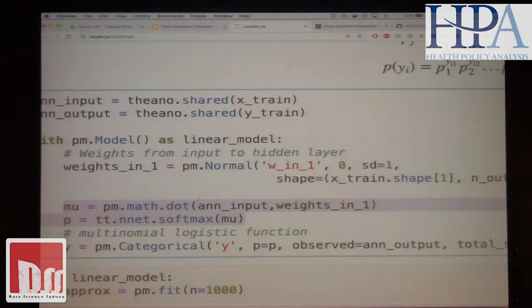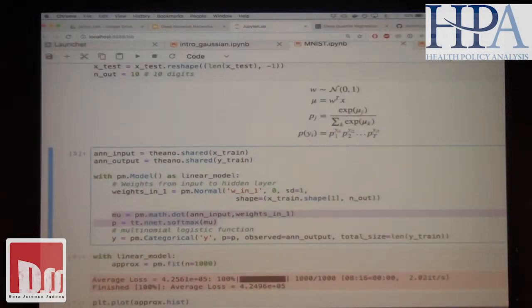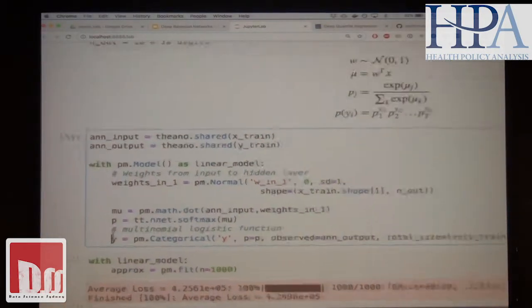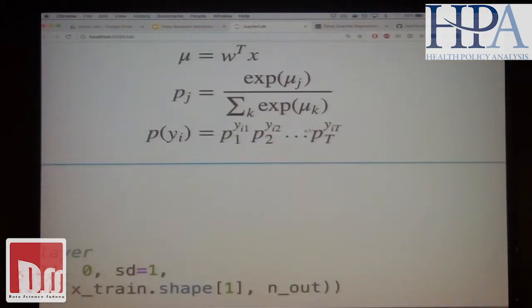You just matrix multiply your input with the weights, and then you take the softmax across all of those. You need to know what the categorical means. This is the categorical distribution. Basically it's choosing, it's 1 or 0. It's choosing the probability that it will be that particular digit. In this case it goes from 0 to 9.